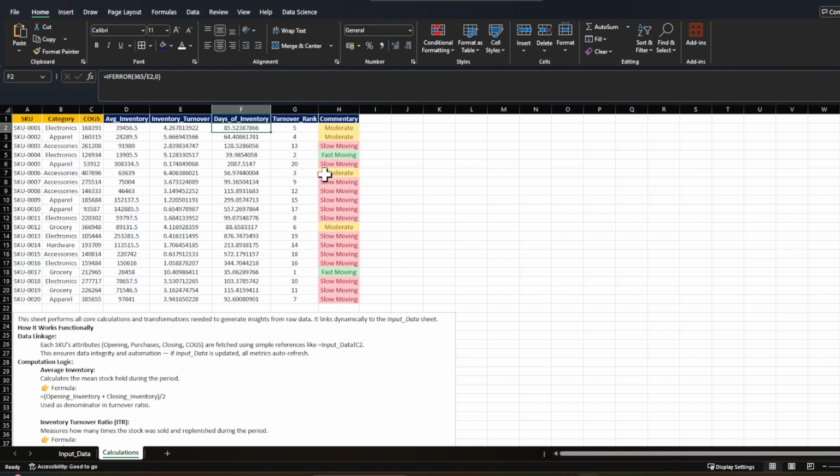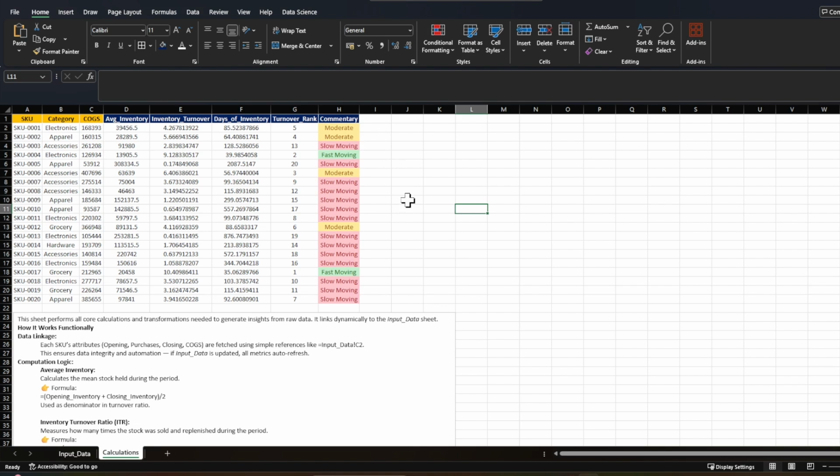Anyway, moving ahead, in this sheet we are going to calculate the turnover rank as well. Why is it required? Here we are going to check which SKU has the highest inventory turn and which has the lowest, so that I can categorize them into slow moving, fast moving and moderate. Here we are saying that if your inventory turnover is greater than 8, it means it is fast moving, and if your inventory turnover ratio is greater than 4 and less than 8, it would be moderate, and otherwise it will be slow moving.